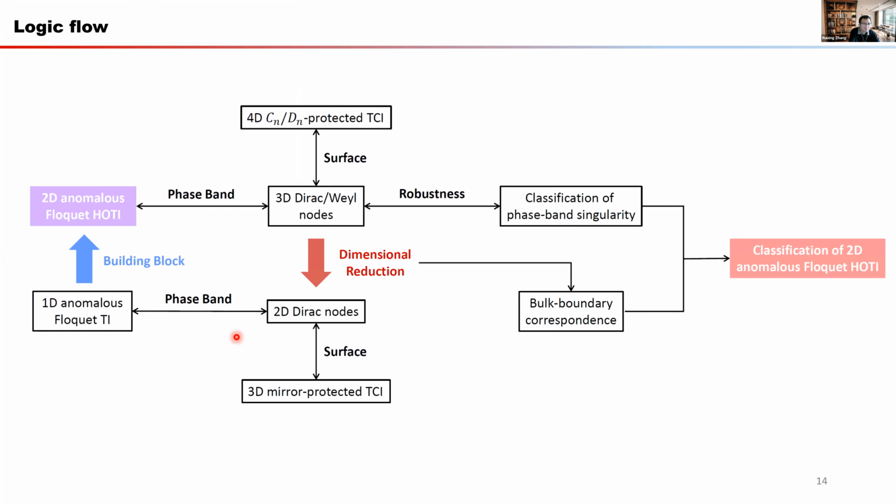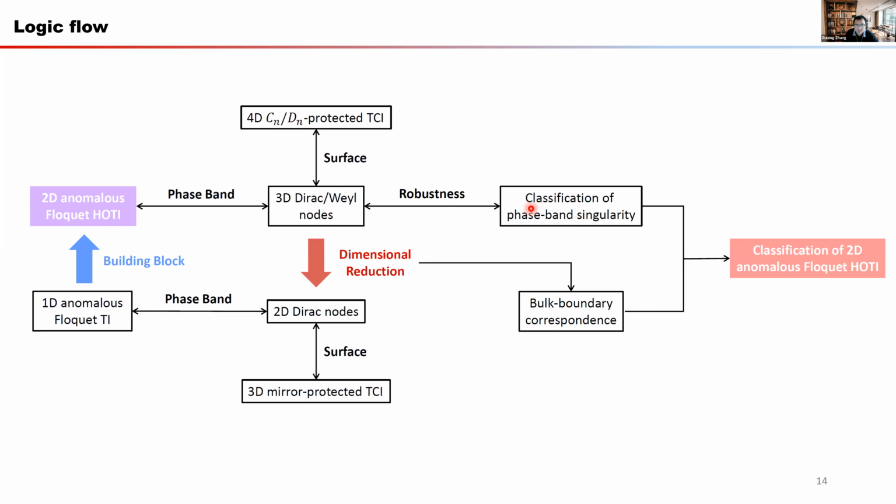Okay, so this is basically the logic flow for my classification. For these 2D FHOTIs, we found that their phase bands always have these 3D Dirac or Weyl-like singularities, which are related to the surface state of a four-dimensional TCI. In particular, we checked the robustness of these singularities, and we then achieved a classification for all these singularities for a given group.